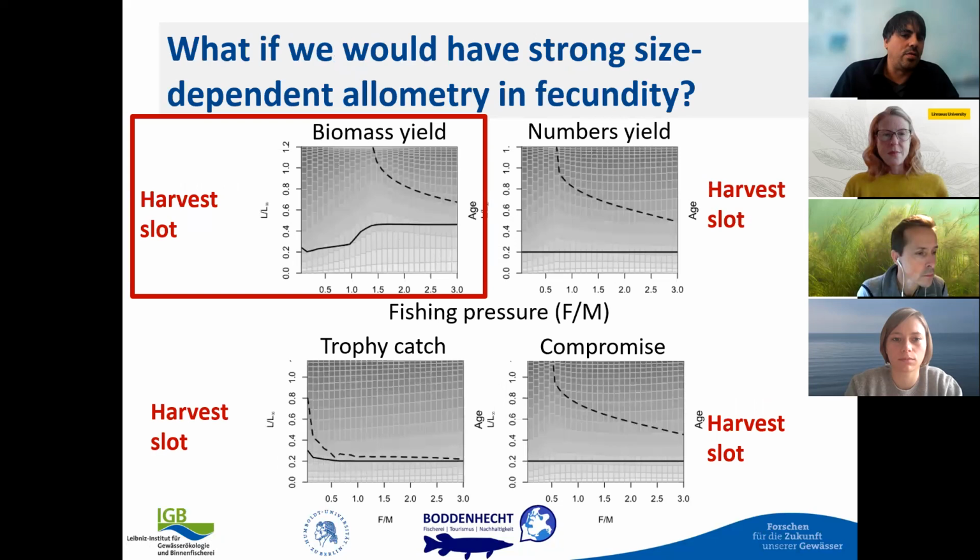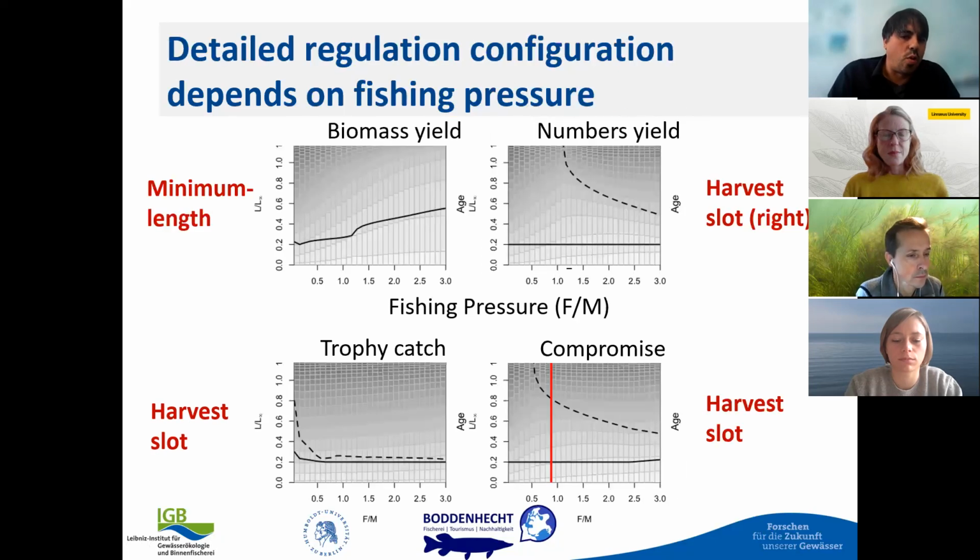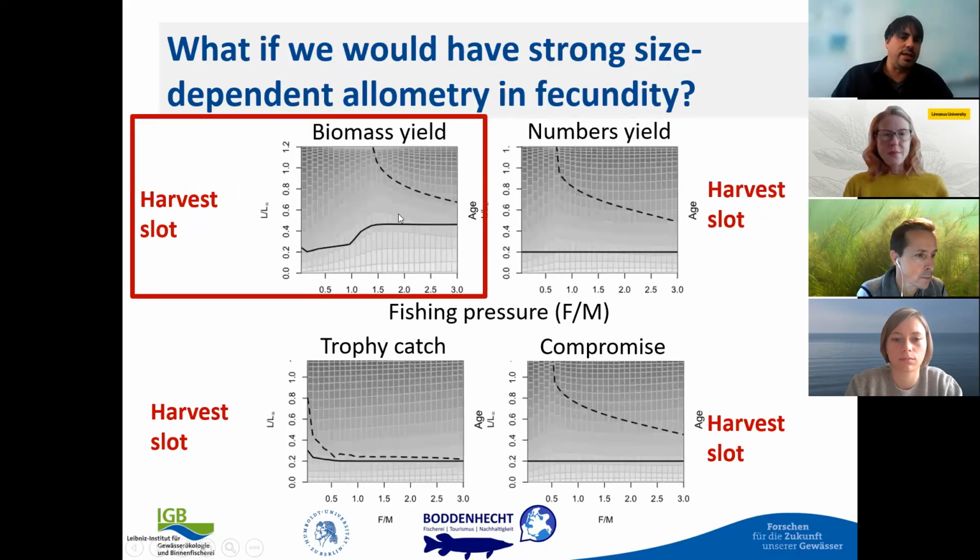And this big change, if you look on the top left, relates to what is expected to be optimal for biomass yield production. And you see that hyperallometry makes even that objective change from a minimum length limit to a harvest slot, particularly at high fishing mortality rates. I should say that our models suggest this to be the case at an exponent of 1.4 or larger. The pike stock in Rügen has an exponent of 1.1. So we would argue that this is of no relevance for the pike stock.